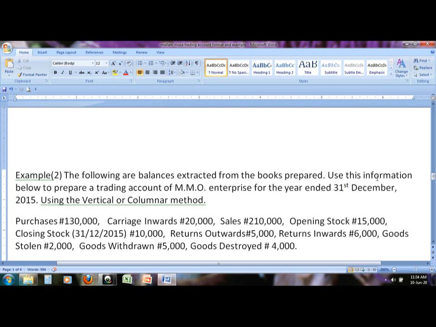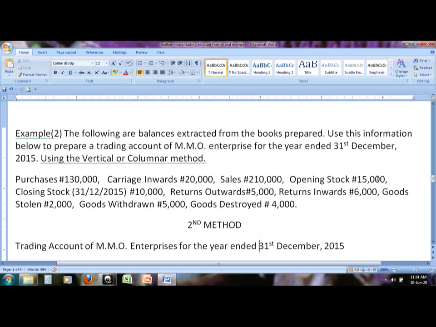Goods stolen 2,000 naira. Goods withdrawn 5,000 naira. Goods destroyed 4,000 naira. Then now use this to prepare your trading account using the second method, that is the columnar method.